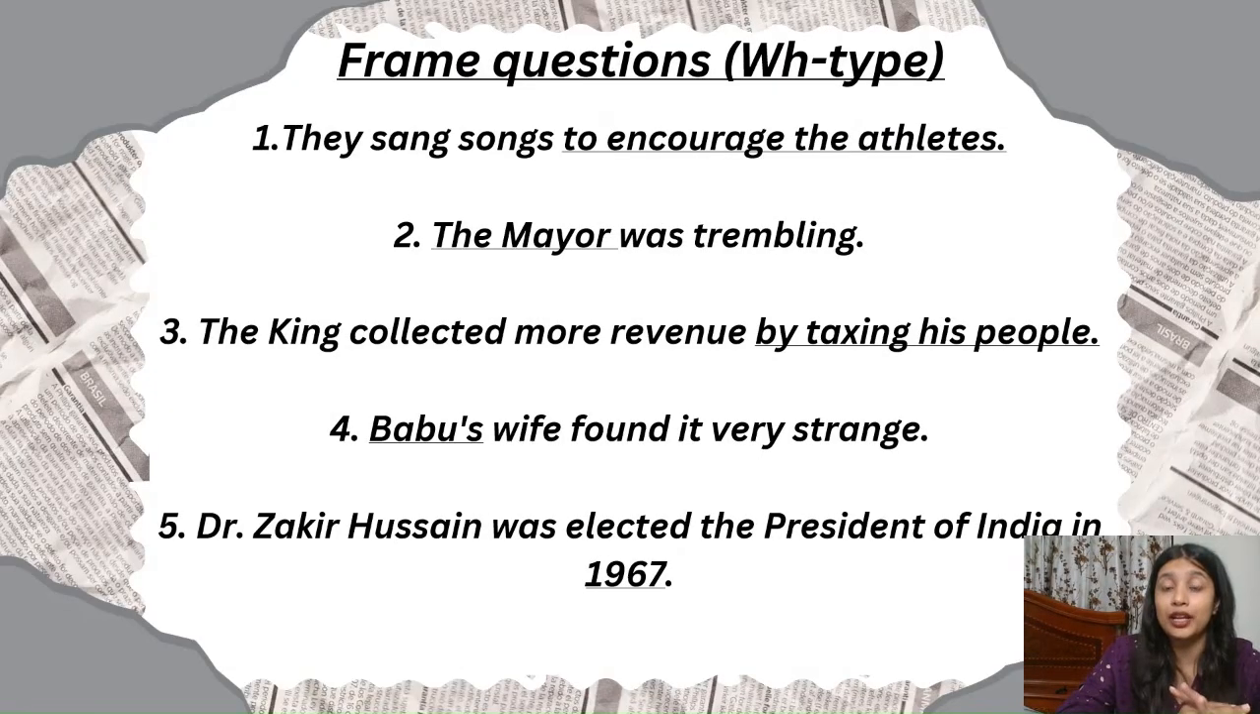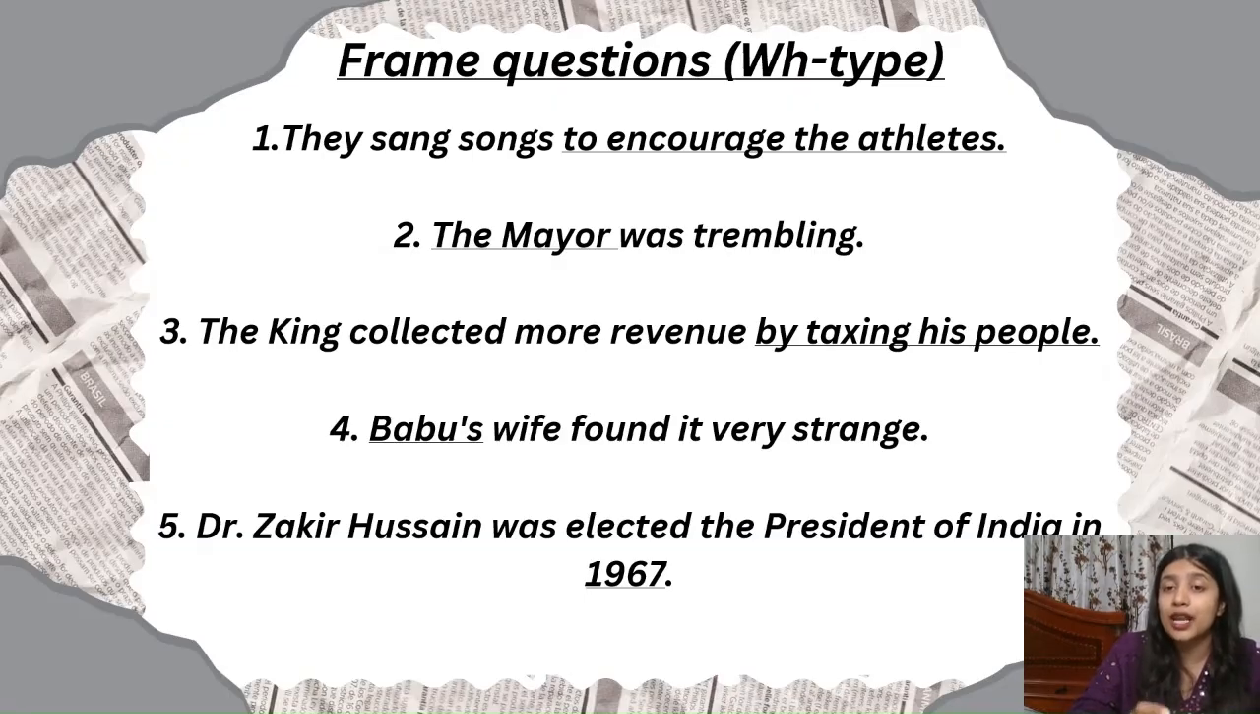They sang songs to encourage the athletes. क्यों गाया उन्होंने? Why did they sing songs? The mayor was trembling. कौन tremble हो रहा था? Who was trembling? The king collected more revenue by taxing his people. King ने कैसे collect किया? How did the king collect more revenue? Babu's wife found it very strange. अरे किसकी wife को strange लगा? Whose wife found it very strange?